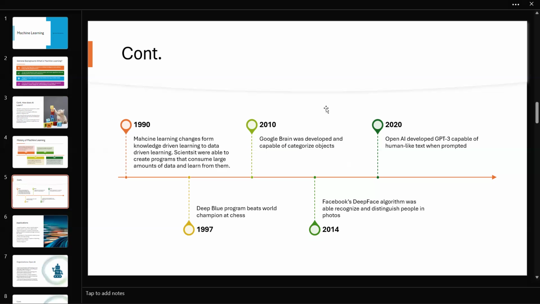Then in the 2010s, Google Brain was developed, and this was capable of categorizing objects. Later in 2014, Facebook's DeepFace algorithm was able to recognize and distinguish people and faces. This was eventually implemented in ways like the Face ID unlock on your phone. And then in 2020, the one most of you would know, is OpenAI, which developed GPT-3, which was capable of almost human-like text when given prompts.